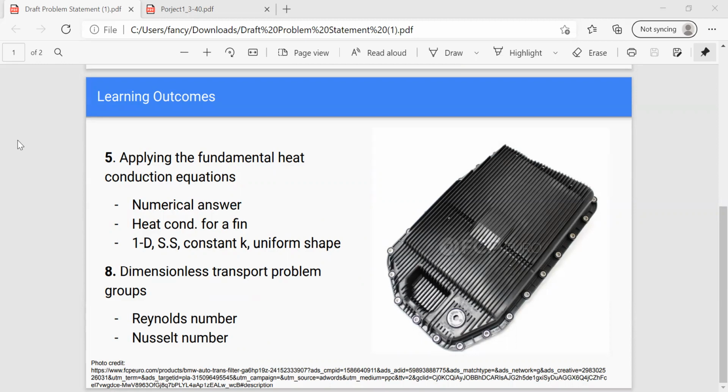And then the second one is number 8, using the dimensionless transport problem groups. I was looking ahead at chapter 7, and I believe, based on an example, that you can use the Reynolds number and the Nusselt number to find a surface temperature. And so that's how I would go about doing part B of this question, by finding these values.